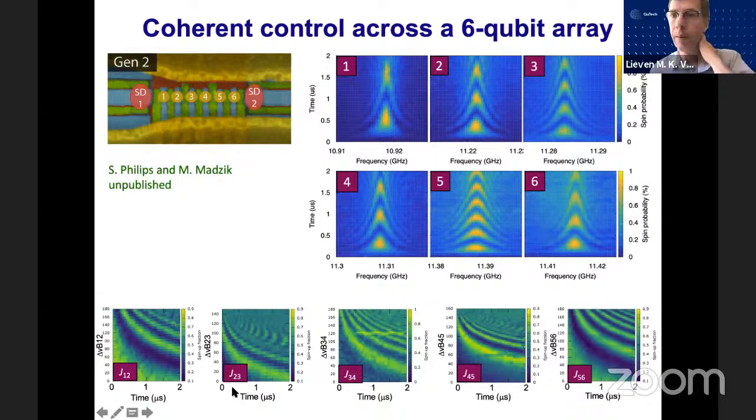I see a question. Yeah, so the integrated electronics, I'll come back to that. Yeah, good question.